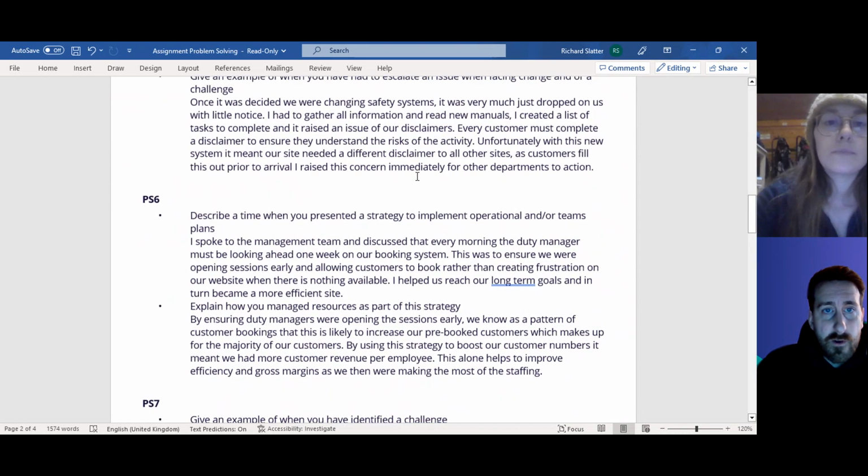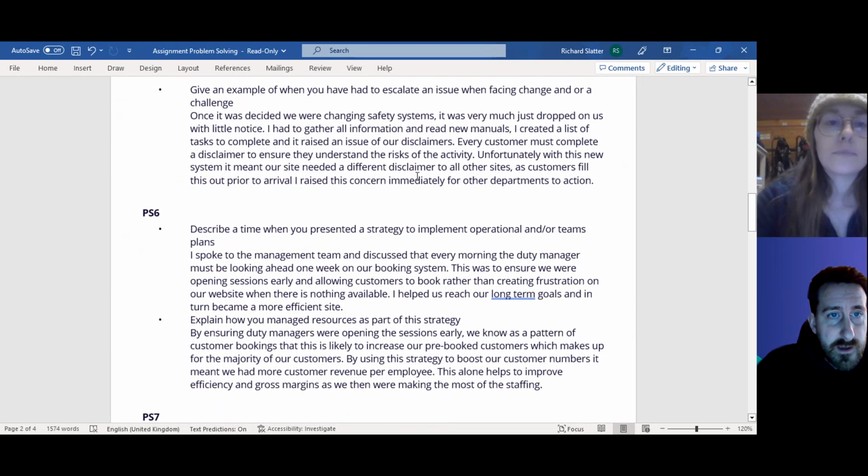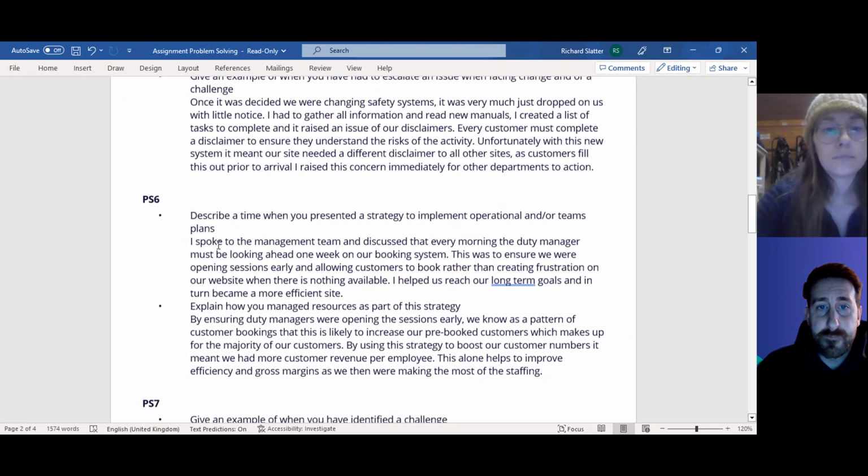Okay, so moving on. Where are we? Number 6. Describe a time when you've presented a strategy to implement operational or team plans.